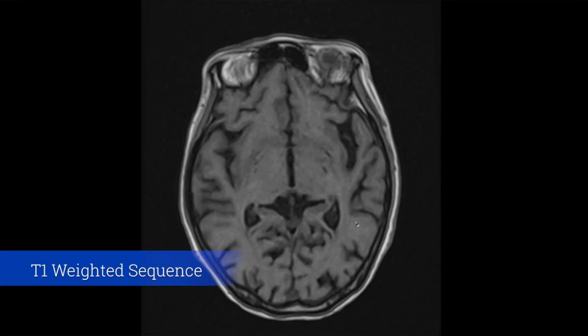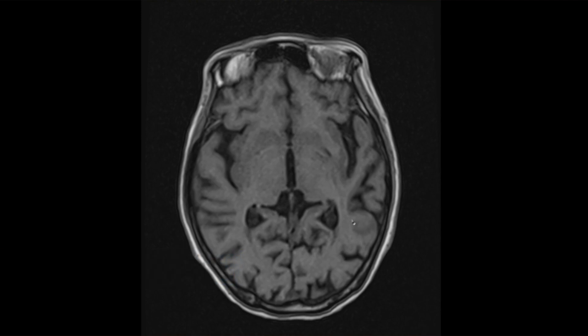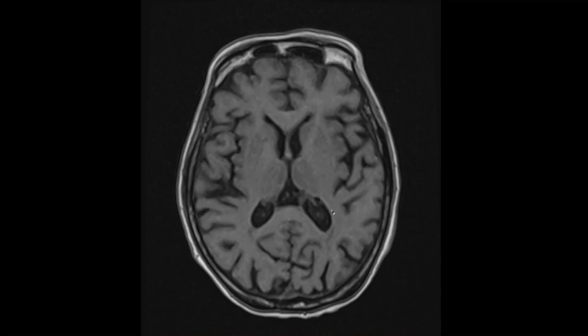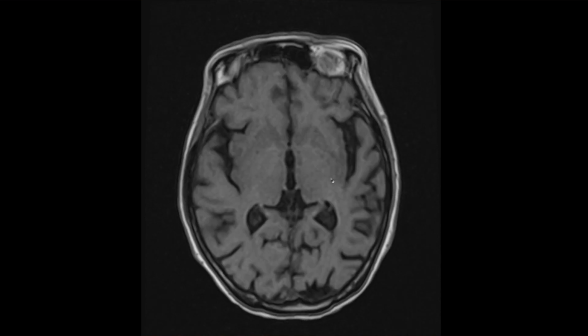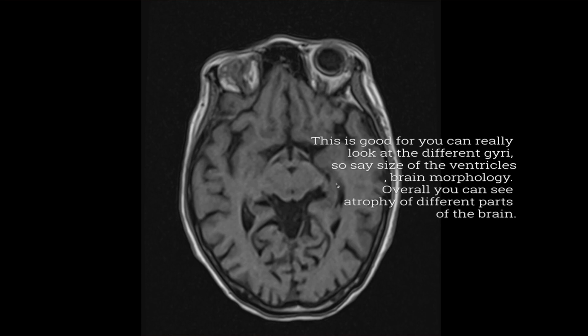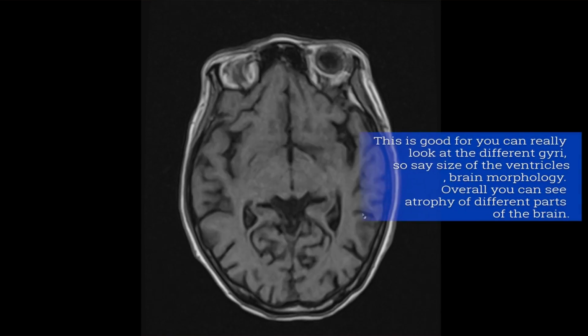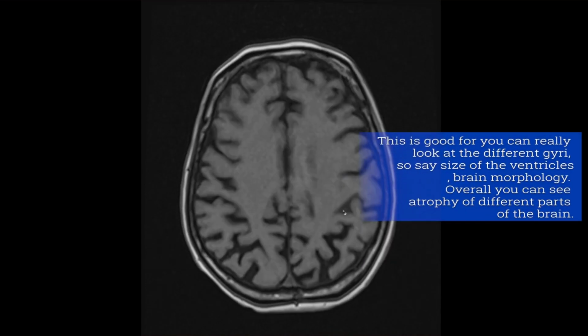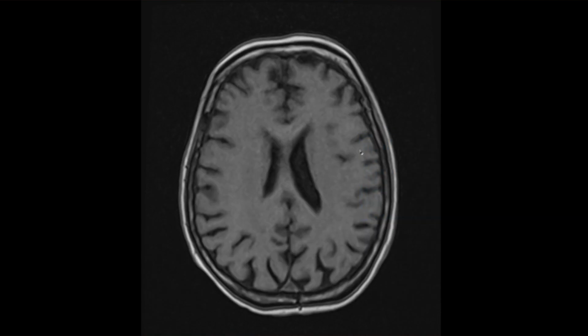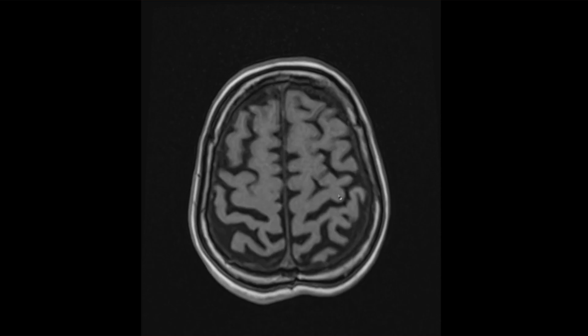So the first thing, a T1 weighted sequence, this is a gradient recalled echo. There are a bunch of different ways to acquire these. These are structural images. We're just looking at brain structure. This is good, you can really look at the different gyri, sulci, size of the ventricles, brain morphology overall. You can see atrophy of different parts of the brain. You can take a look at the gray-white interface right here.